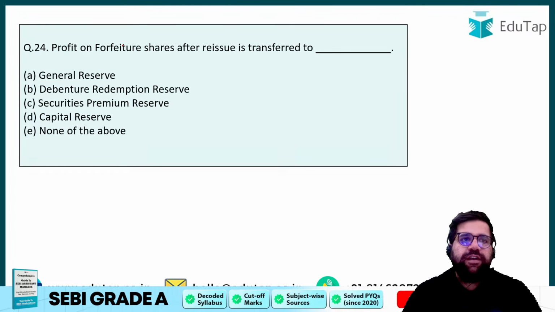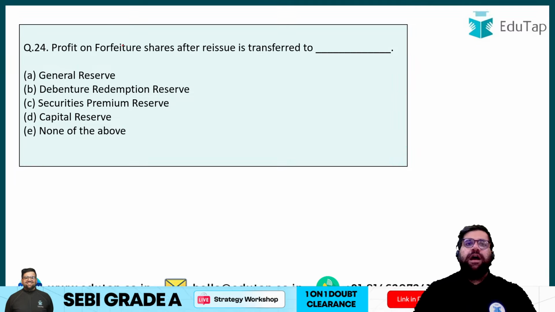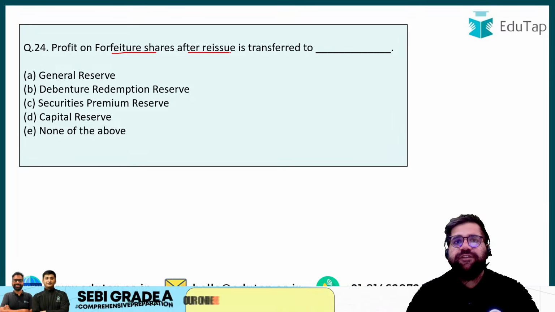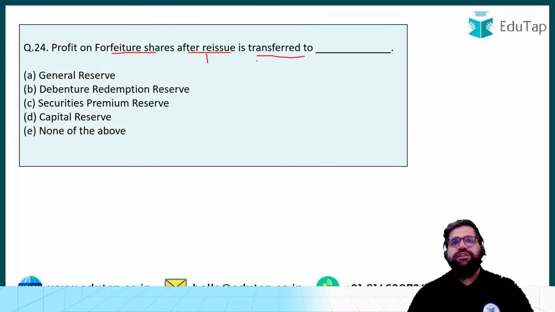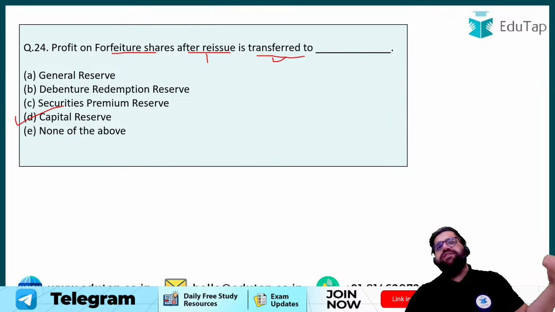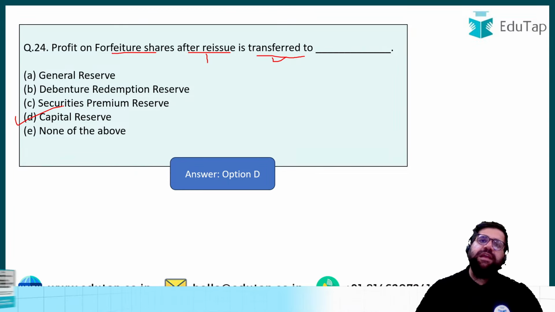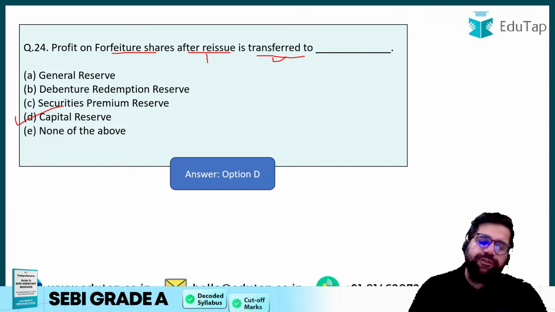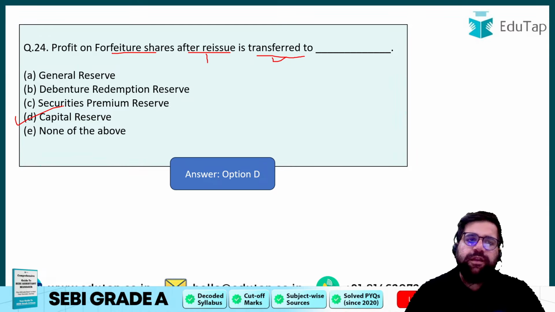Cool. Now let's move to 24. Profit on forfeiture of shares, after reissue, will be transferred to what? If you have any profit on the forfeiture of shares, after reissue it will be transferred to the capital reserve. This is what we have just discussed on the previous slide as well. Any amount which is left in the share forfeiture account will be transferred to the capital reserve, right?